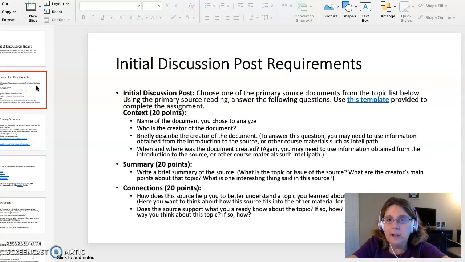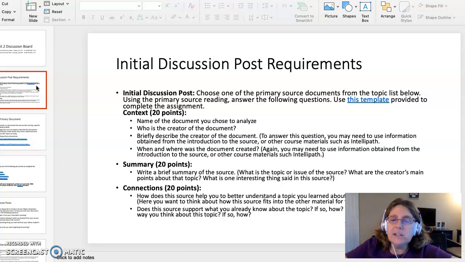Again, choose one of the topics to write on from the topic list below, the primary documents. We're going to get into what a primary document is in a moment. There are three sections to this. Context is your first. It will be worth 20 points. Name the document you chose to analyze. Who's the creator of the document? Briefly describe the creator of the document. To answer this question, you may need to use information obtained from the introduction to the source or materials that I've provided or in Telepath. When and where was this document created? Again, you may need to use information from the introduction to the source or whatever I've provided or in Telepath. So that's worth 20 points.